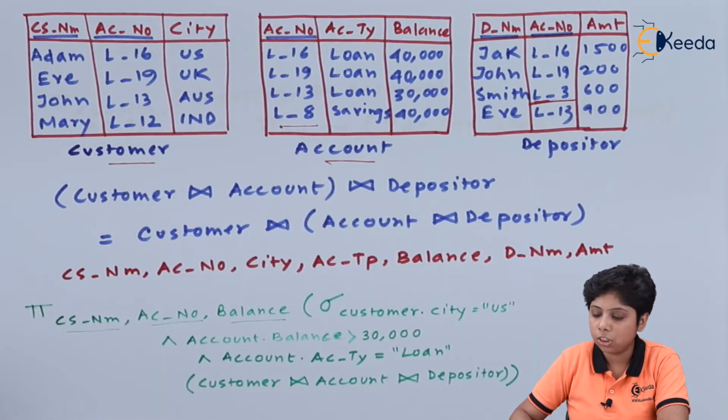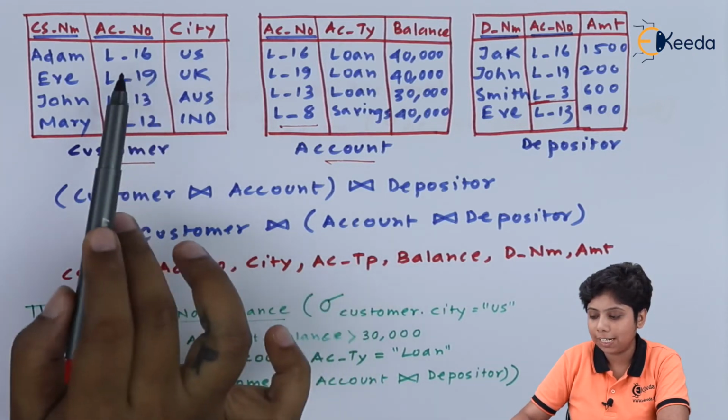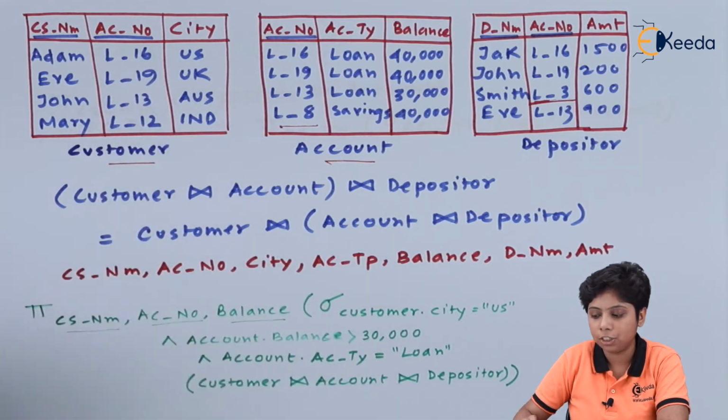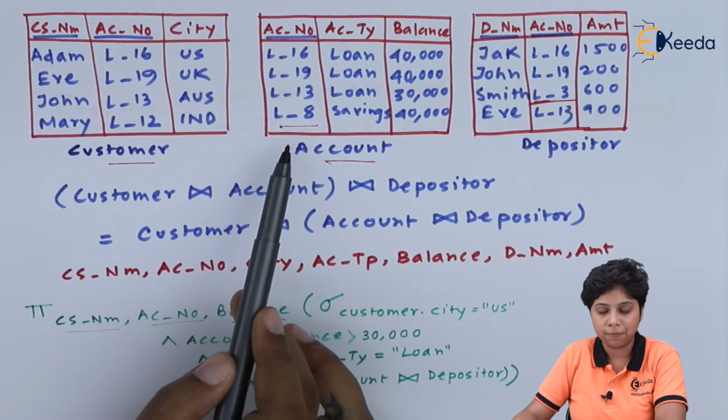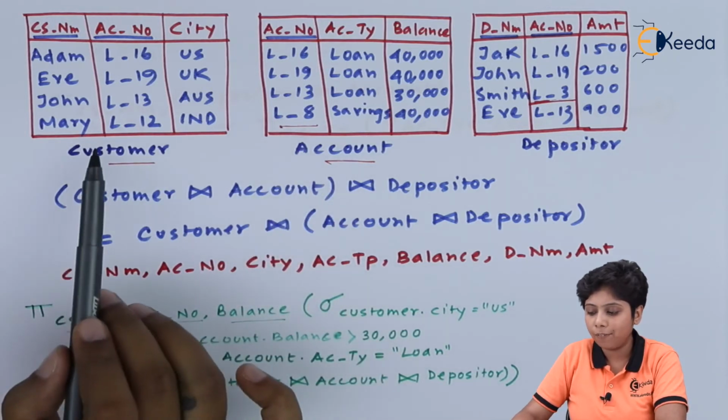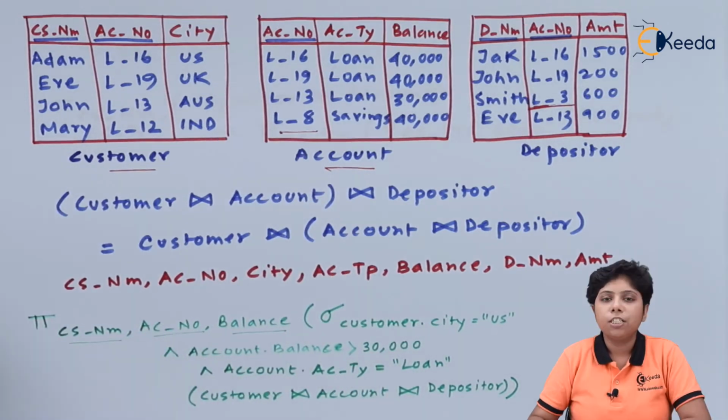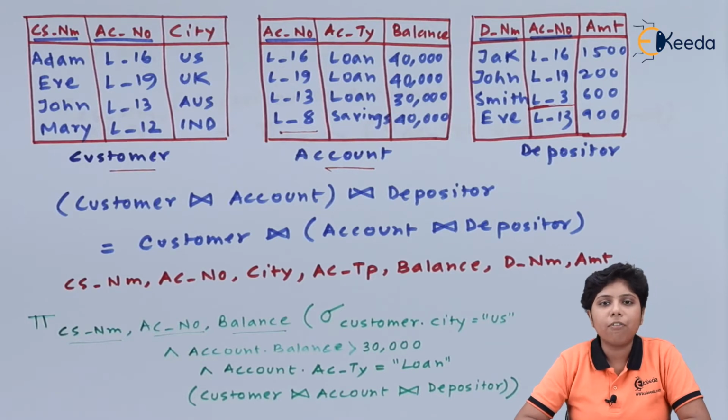Now upon the natural join, we will have the matching L16, L19, L13, L12 and L8. But we don't have L8's customer name, so it will be left blank in our natural join result. Now we have the result, so we are producing our formulation of the division operation.